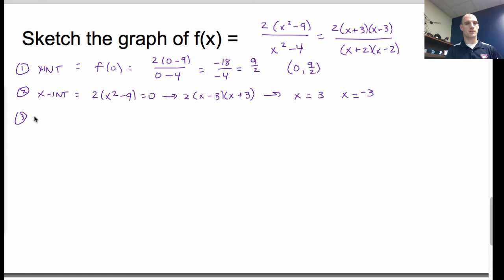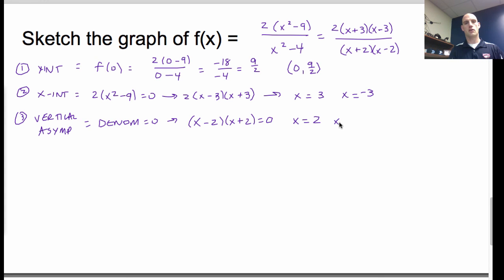Number 3, vertical asymptotes. So I'm looking at what makes my denominator 0. And so I've got x minus 2, x plus 2 equal to 0. See how these skills that we've been working on are coming back and they're helping us out with these functions? And so I have x is equal to 2 or x is equal to minus 2.